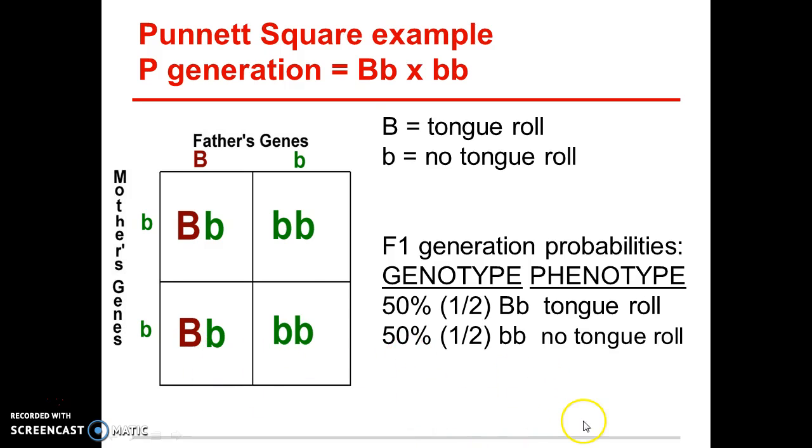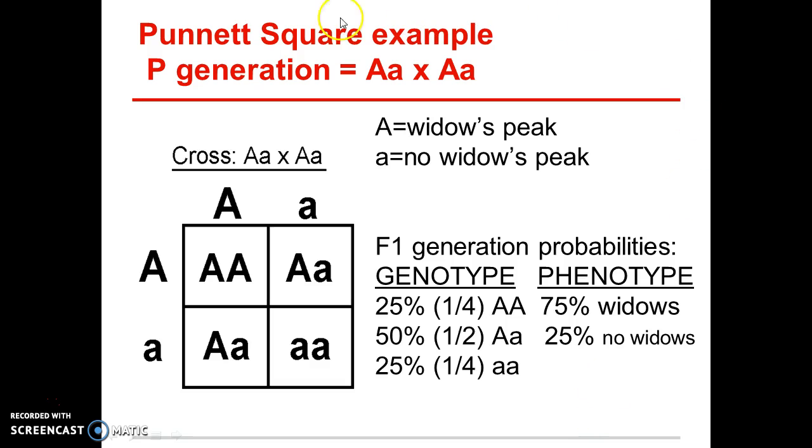And then here's another one. In this case, the P generation is heterozygous, so it has one dominant and one recessive. Both mom and dad have the same heterozygous genotype. So we are going to cross them. It doesn't matter which one you put on the top or along the side, but you're going to write them both. So we'll just say this is dad, this is mom.